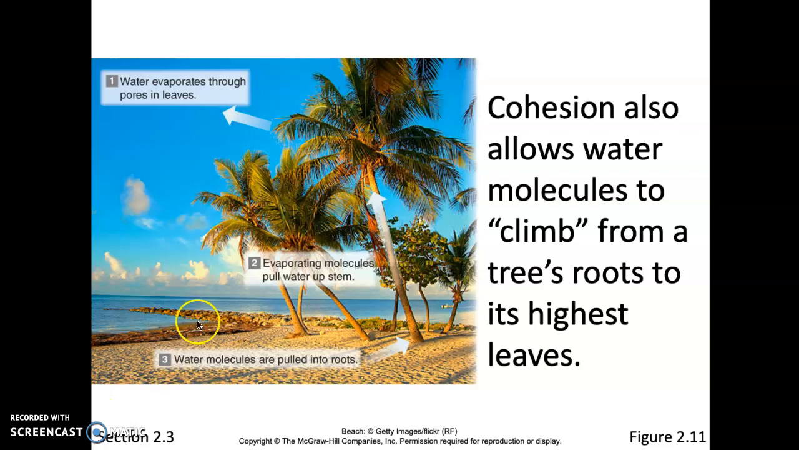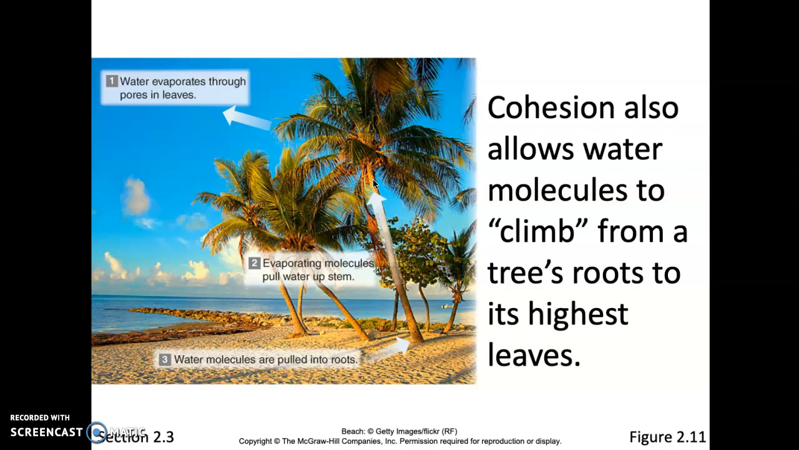So this is described here in steps. The first thing that happens is there's a lot of evaporation going on in these leaves. So they're losing water, and it's going to create kind of a negative pull in all these little waterways that exist within the tree, xylem and phloem. We don't have to talk specifically about what those are. Think of those little canals.